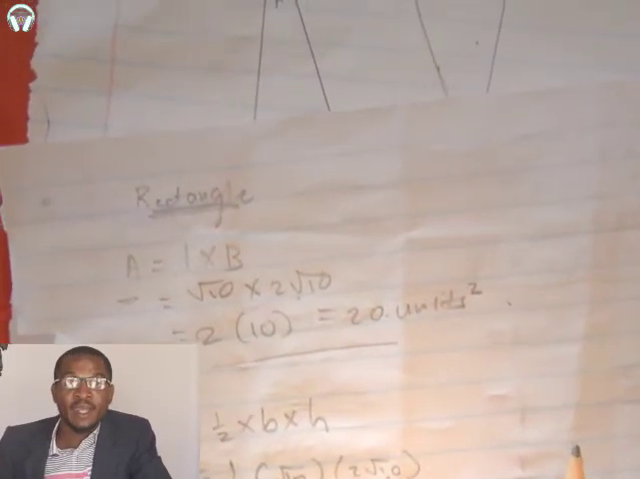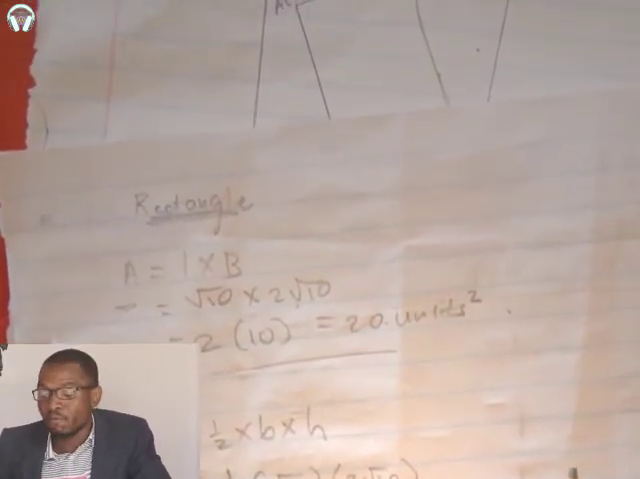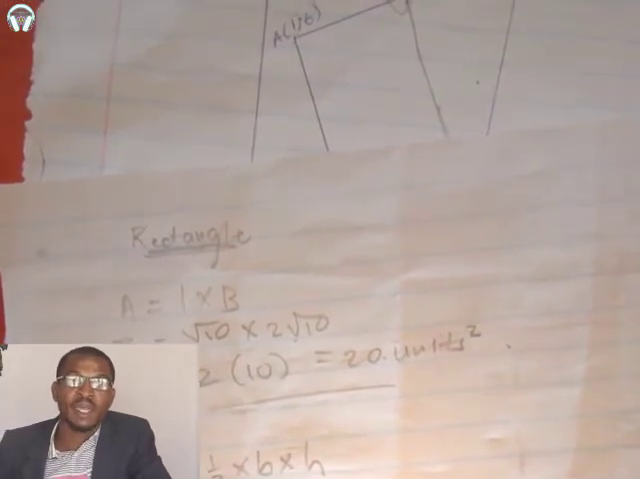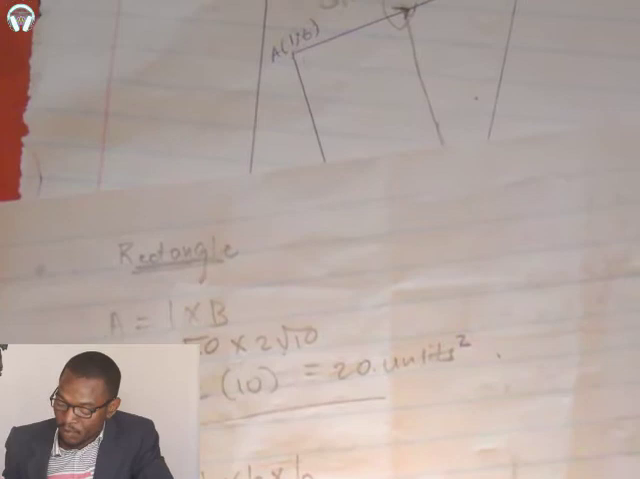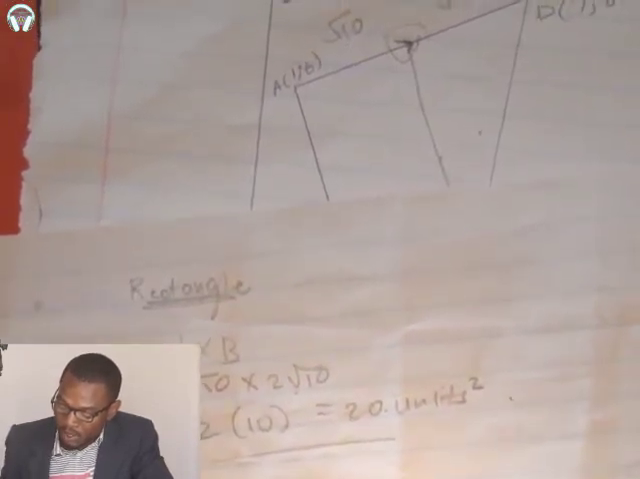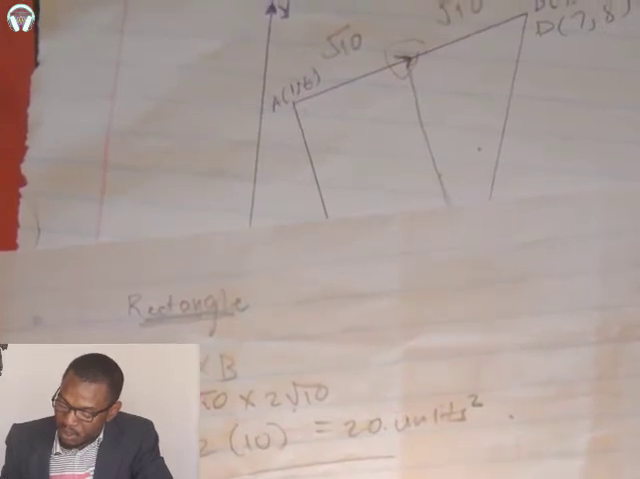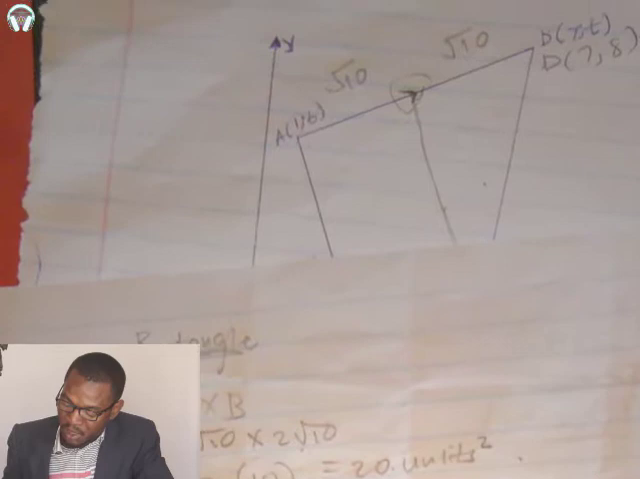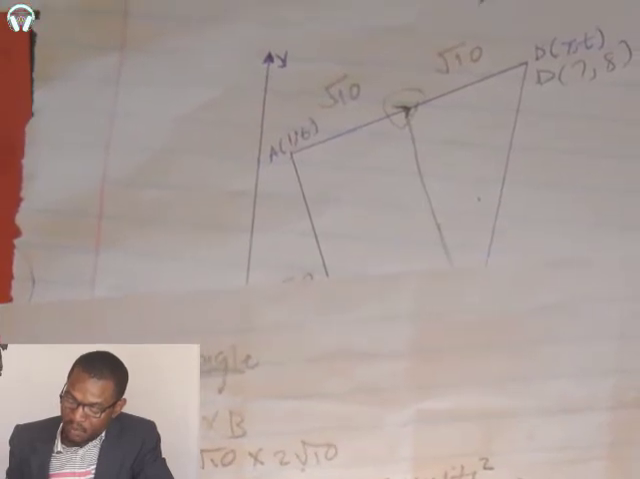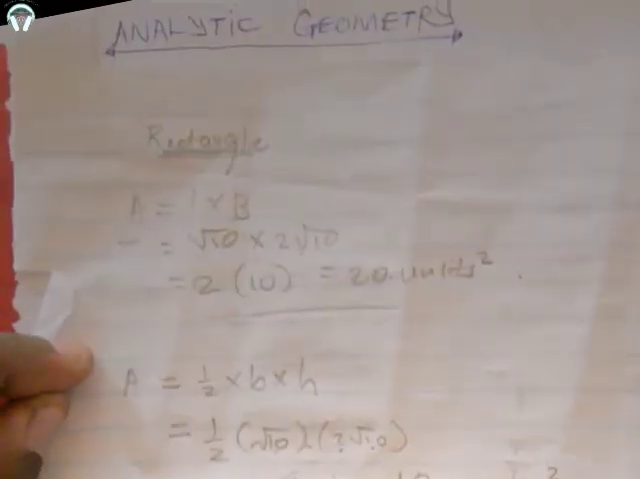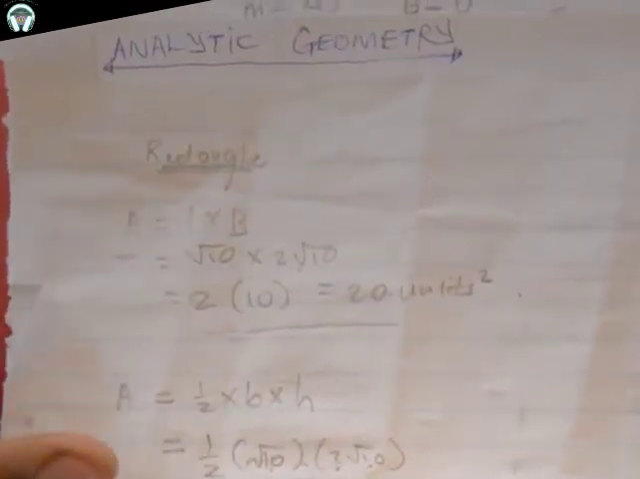But the area of the quadrilateral is comprised of both the area of the rectangle and also the area of the triangle. So I must add the two shapes together. So the total area becomes 20 units squared plus 10 units squared, which is 30 units squared. And that is the area of the quadrilateral.